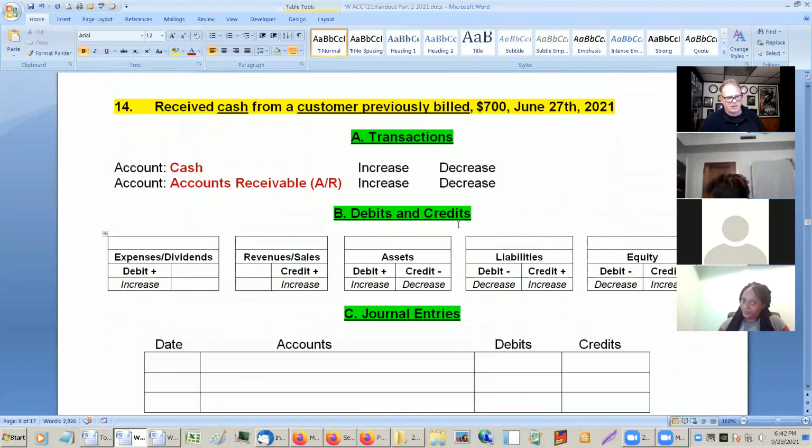Okay, so what kind of an account is each? Cash is an asset. How about accounts receivable? Liability. Accounts receivable is an asset. Oh, it's an asset. Yeah, I was looking at payable.